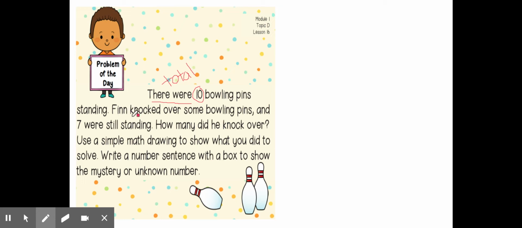It says here that Finn knocked over some bowling pins. Some is something I don't know. Some stands for the unknown. I know you've learned with Miss Arce that you can represent the unknown with a box because this is something we don't know yet. And 7 bowling pins were still standing. So I know this will be a part of that big number 10, and 7 will be a part of that number. So now I know a part and the whole number.